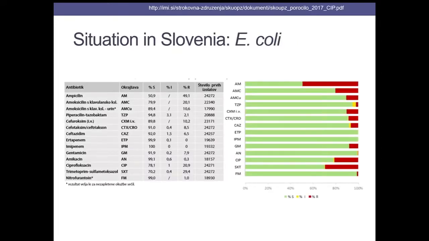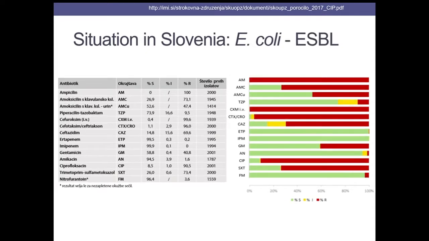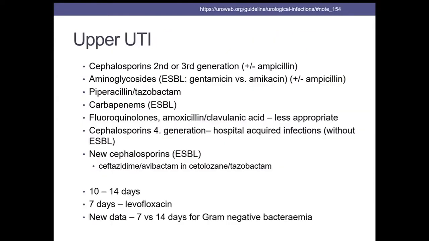Because you're coming from different regions, and I can't show you data for all of your countries, I'm showing the data about Escherichia coli in Slovenia. You see we have quite high resistance to amoxicillin with clavulanic acid, also to ciprofloxacin and trimethoprim-sulfamethoxazole. But it is a quite good situation with the second generation and the third generation of cephalosporins. It is much worse when we have ESBL, then we really have trouble with peroral antibiotics.